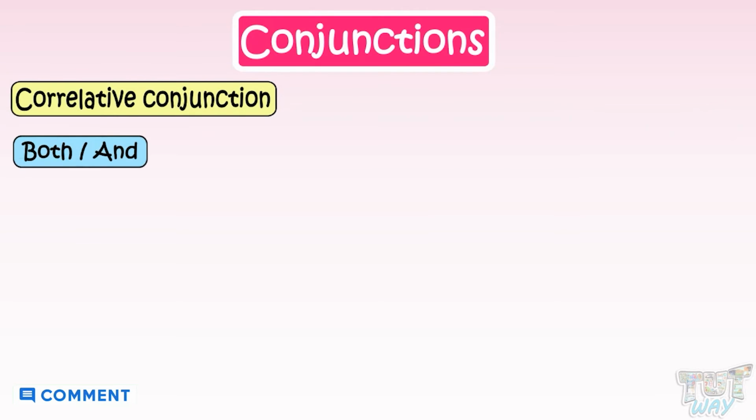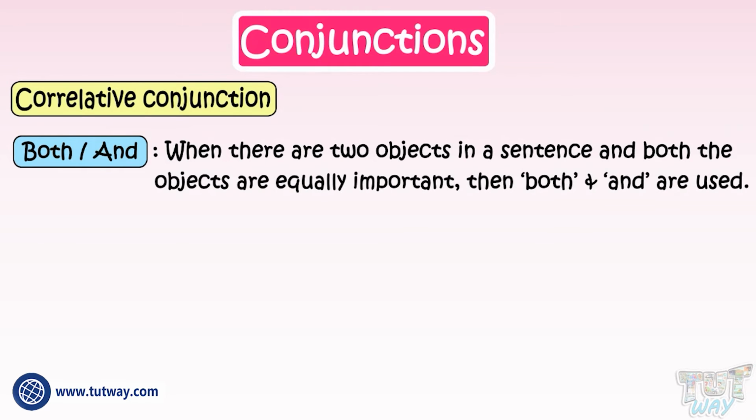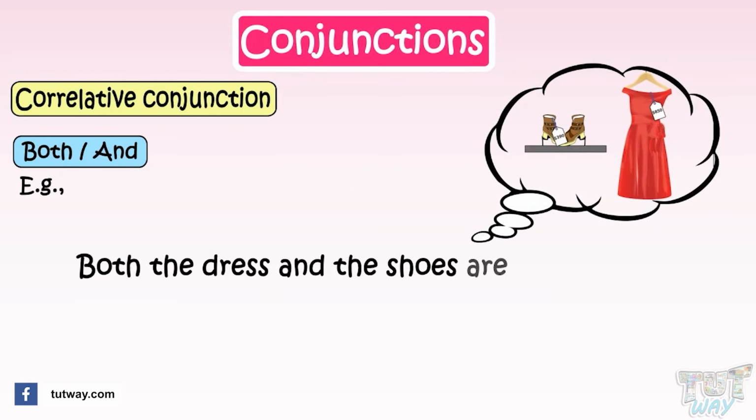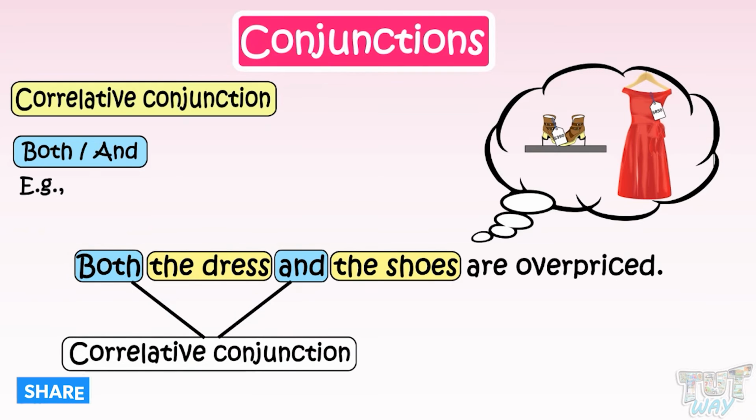Both and. When there are two objects in a sentence, and both the objects are equally important, then both and are used. Example, both the dress and the shoes are overpriced. Here, both the things, shoes and dress, are equally important in this sentence. That is why both and are used. Let's see more sentences in which both and are used.